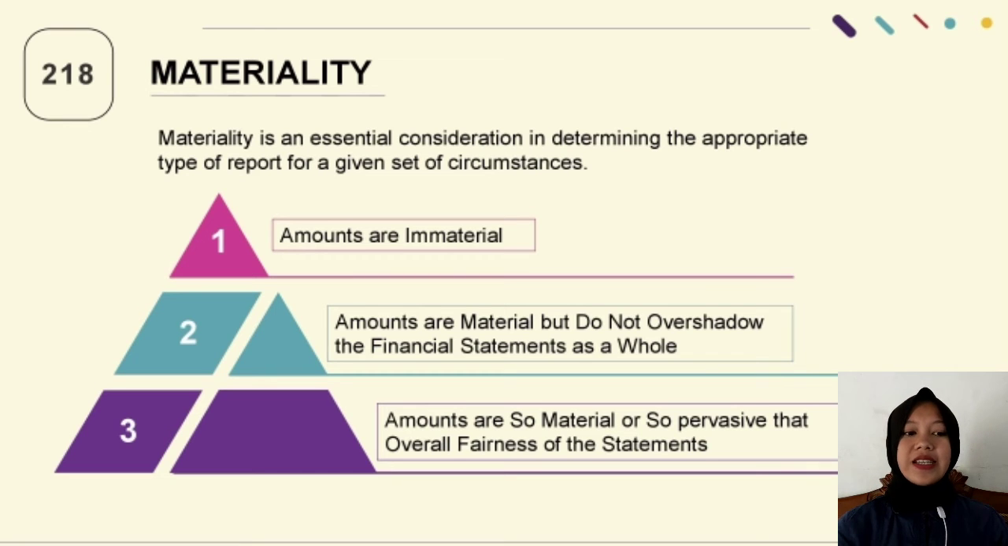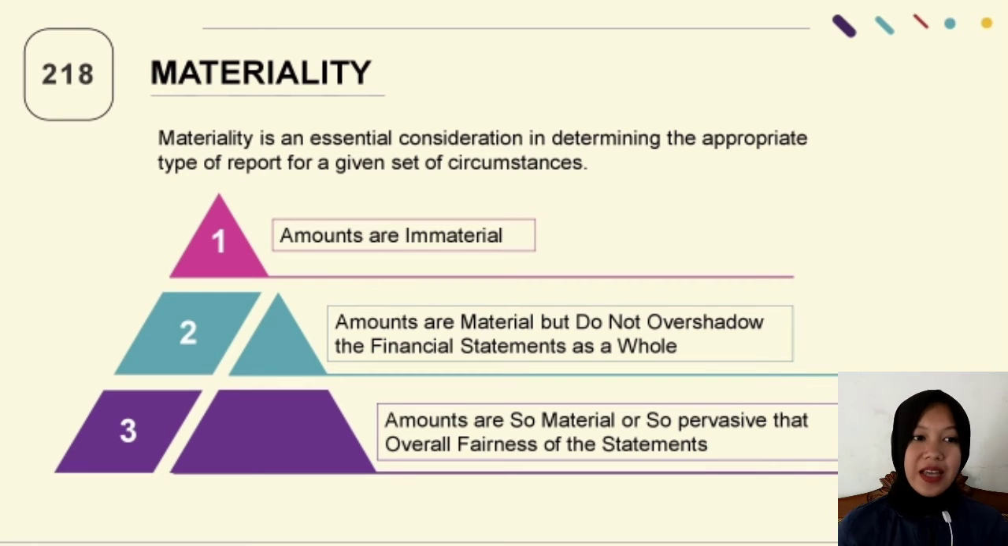And the second is amounts that are material, but do not overshadow the financial statements as a whole. What is the meaning of this level? The second level of materiality exists when a misstatement in the financial statements would affect a user's decision. But the overall statements are still fairly stated and therefore useful.